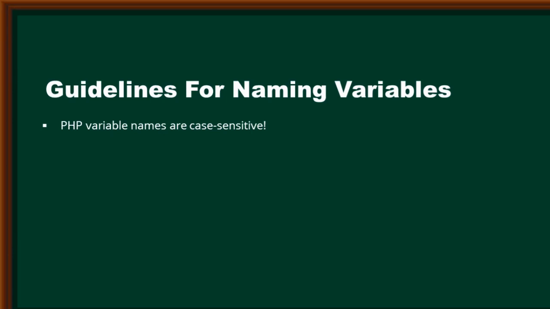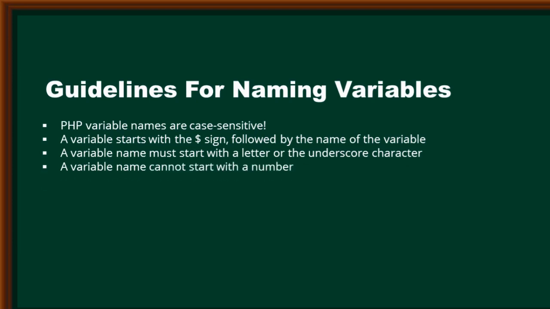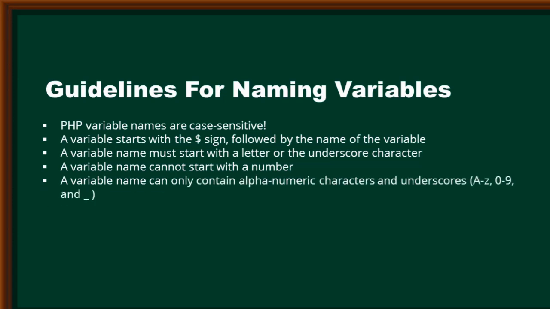A variable name must start with the $ sign followed by the name of the variable. A variable name must start with a letter or the underscore character. A variable name cannot start with a number. So take note of that. A variable name can only contain alphanumeric characters and also underscore. So anything from A to Z, 0 to 9, and also an underscore.